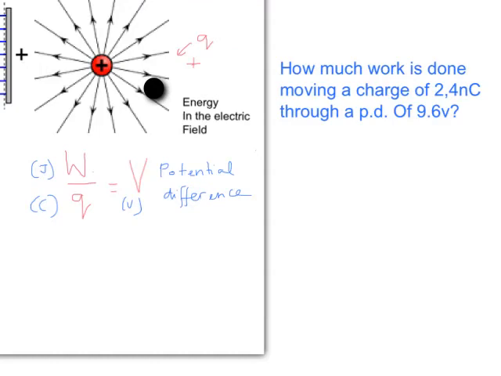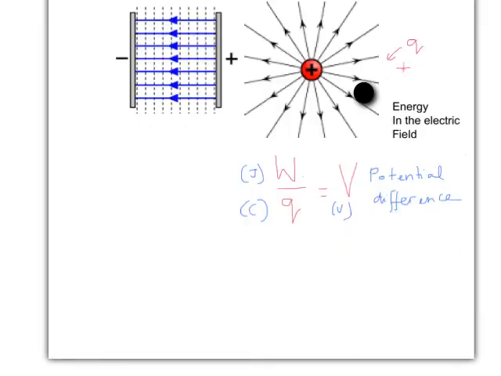Try this question. How much work is done moving a charge of 2.4 nanocoulombs through a potential difference of 9.6 volts? Stop the video and try and work it out. Using the formula, voltage, or potential difference, equals work done over charge. We rearrange it to give us work done equals voltage times charge to get an answer of 2.3 times 10 to the minus 8 joules. Simple.